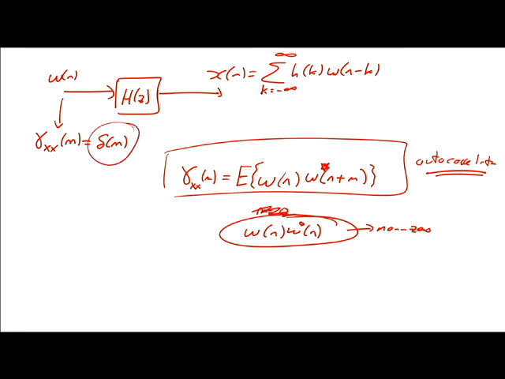When you evaluate this, you'll find it's not going to be equal to 1. It's going to be equal to sigma squared of omega, the variance of w. So sigma squared is the variance of w, and delta m means that every value of m is going to be zero, except when m is equal to zero, in which case it's equal to this. So your autocorrelation function is going to look like this.